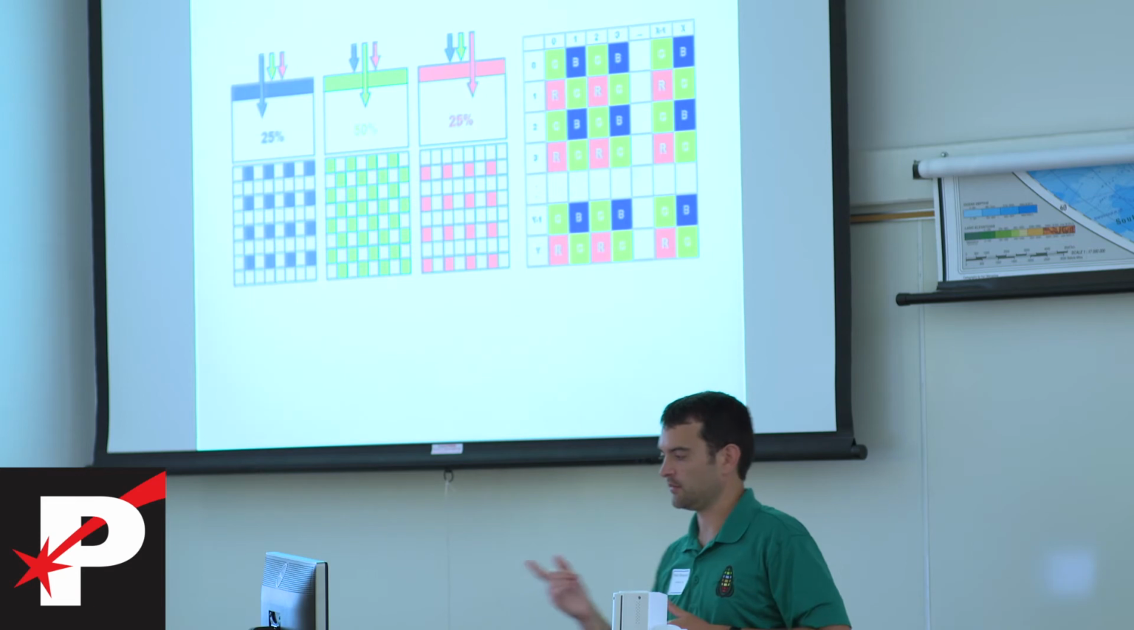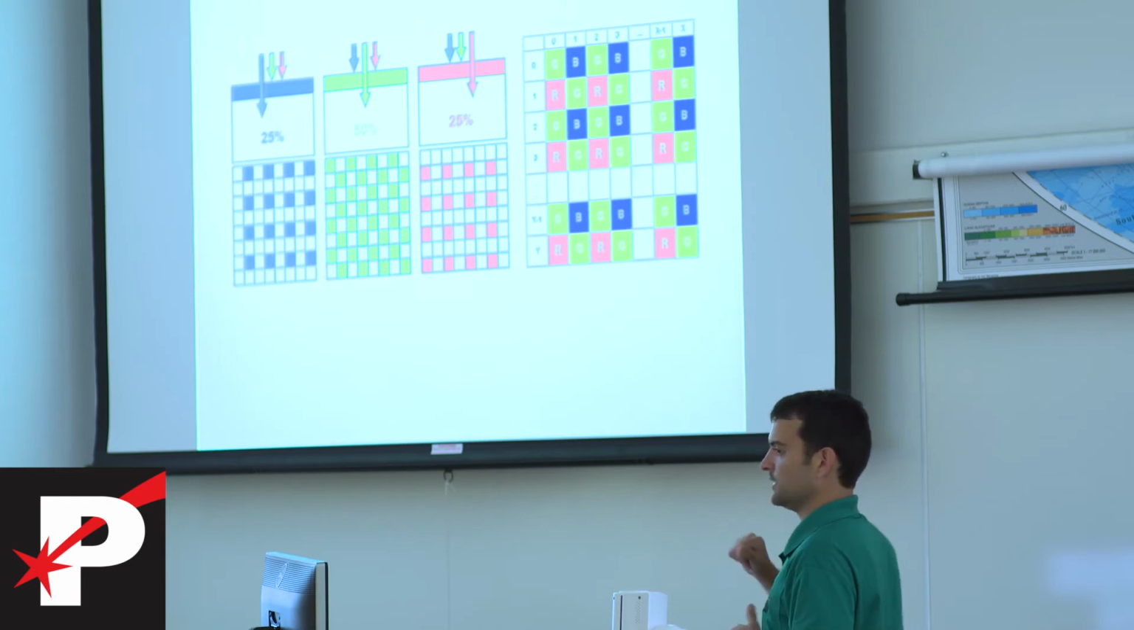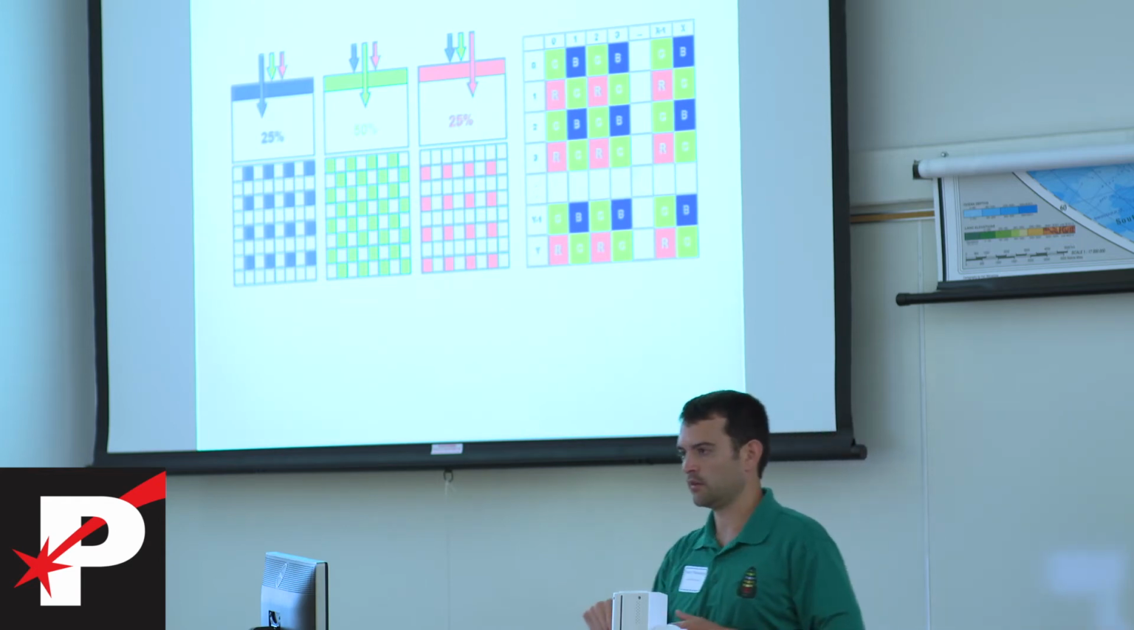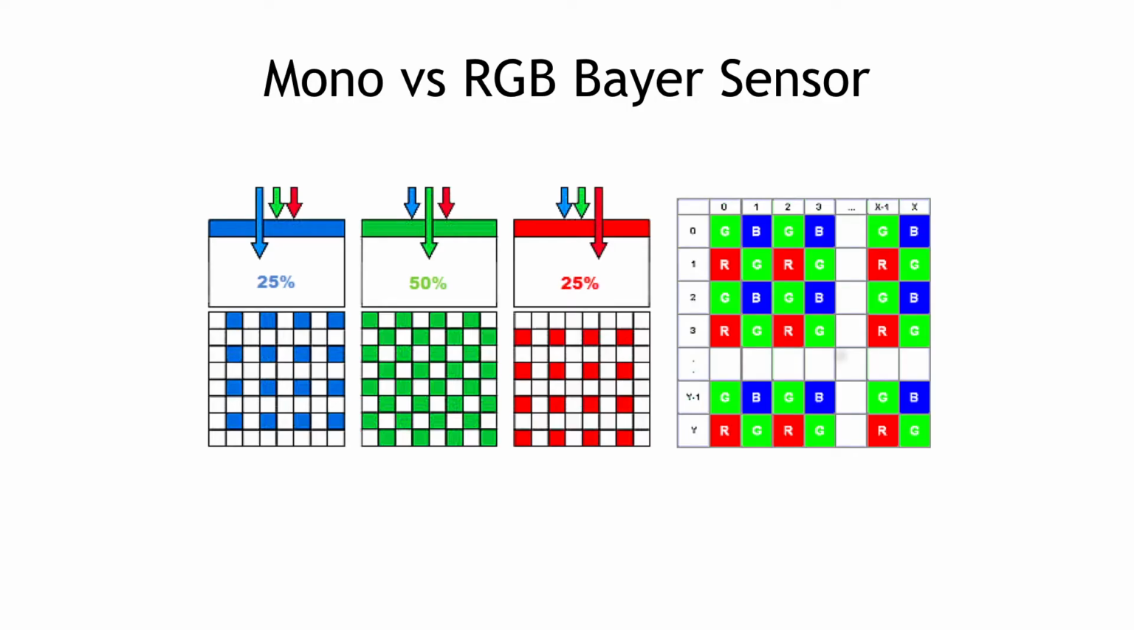But essentially what happens is each pixel has 4 filters over it. One is blue, one is red, and 2 are green. So the green channel on your camera is what your camera is more sensitive to. You've got a blue channel, a green channel, and a red channel.